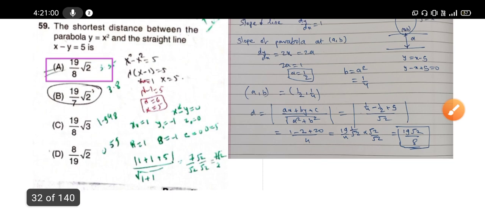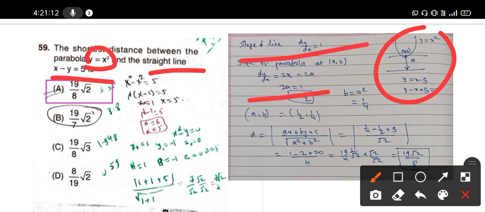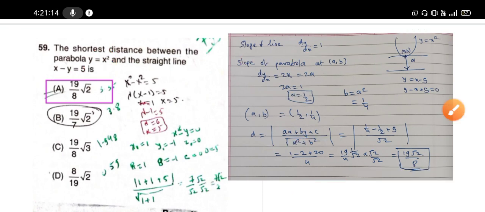Next question: the shortest distance between the parabola y is equal to x square and the given straight line. Here is a graph of y is equal to x square. This is the solution. Option A is correct.